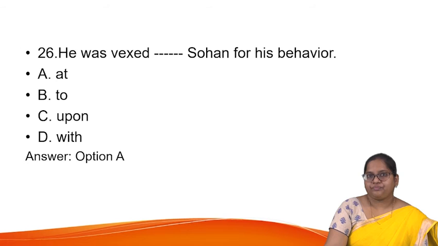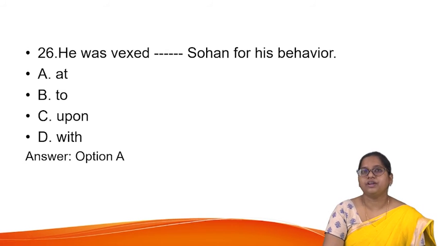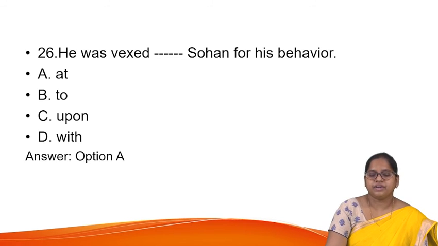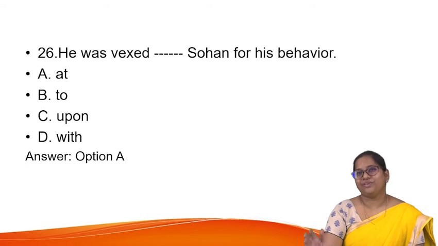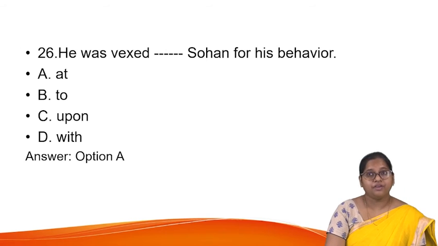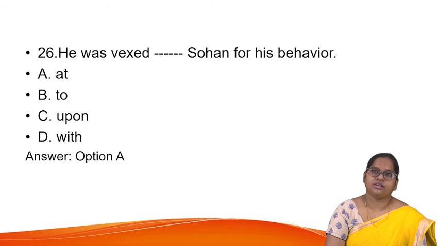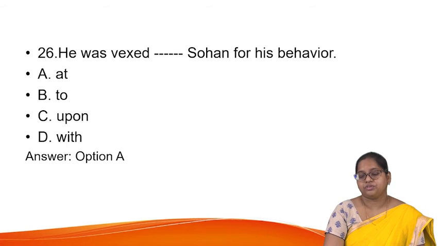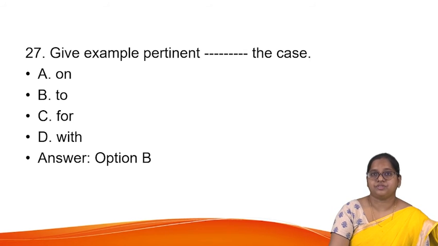He was vexed at Sohan for his behavior, or vexed to Sohan, or vexed upon Sohan, or vexed with Sohan for his behavior. So what do you think is right? You have to choose: he was vexed at Sohan. Well, you can say I'm vexed with you, that is also right, but here you can take the option vexed at. I'm vexed at someone, because of that person, at that person.